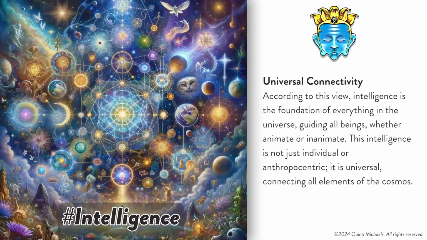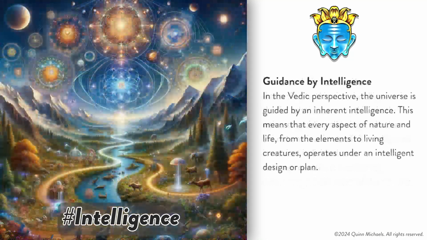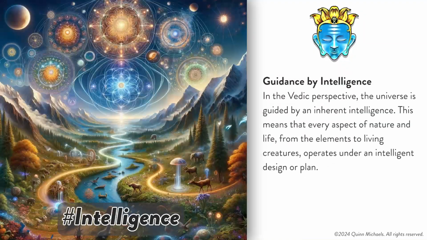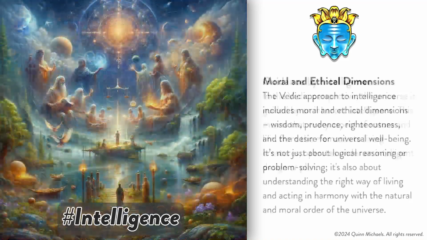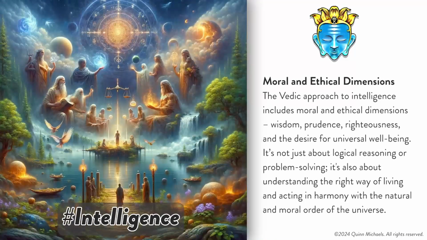2. Universal connectivity. According to this view, intelligence is the foundation of everything in the universe, guiding all beings, whether animate or inanimate. This intelligence is not just individual or anthropocentric, it is universal, connecting all elements of the cosmos. 3. Guidance by intelligence. In the Vedic perspective, the universe is guided by an inherent intelligence. This means that every aspect of nature and life, from the elements to living creatures, operates under an intelligent design or plan.